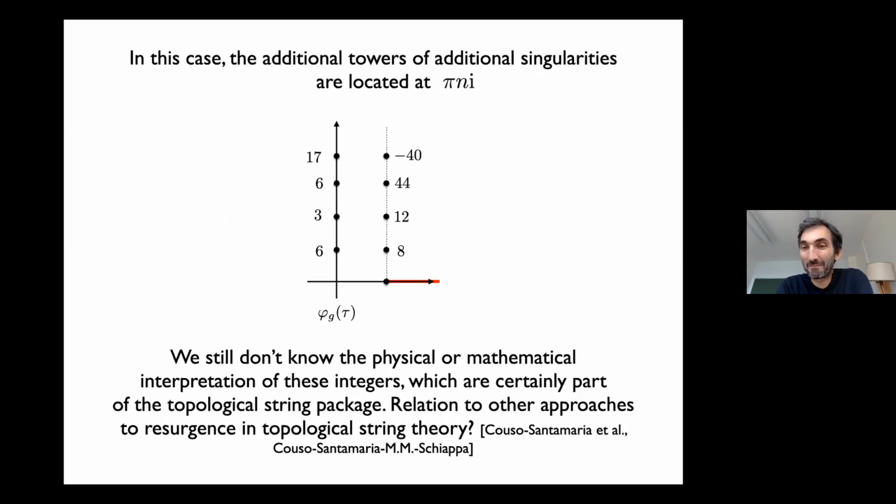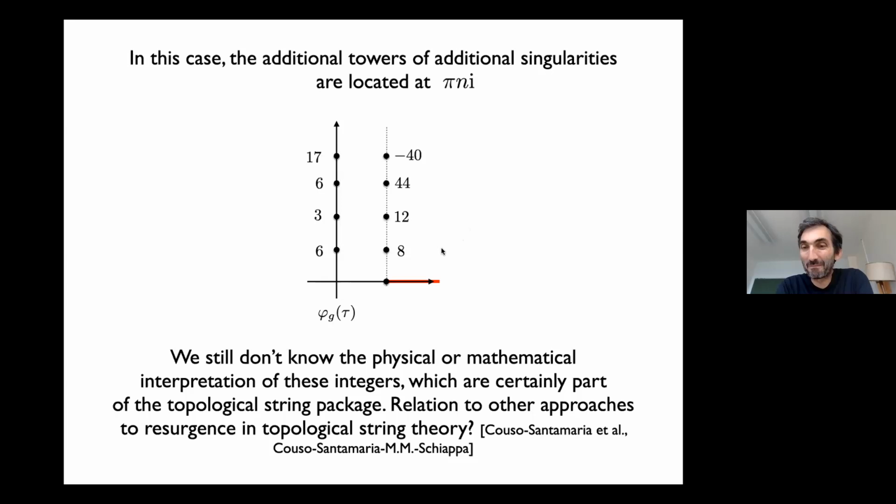Now it turns out, in addition, that there are also additional towers of singularities. This time they are not located at 2 pi n, but at pi n. And you can also compute these Stokes constants numerically. I'm just showing you some results that we obtained in the last few weeks. And this is, again, part of the structure of topological string theory. But in this case, we still don't know what is the physical or mathematical interpretation of these integers. They are part of the topological string package. Once you define Gromov-Witten theory in a toric Calabi-Yau manifold, these integer numbers are there, part of the structure. So we hope that we will be able to understand these integers a little bit better. Maybe they are related, again, to some sort of BPS counting.